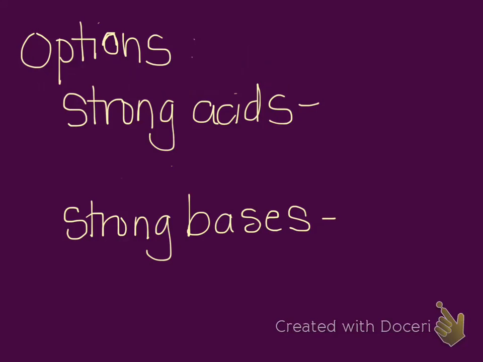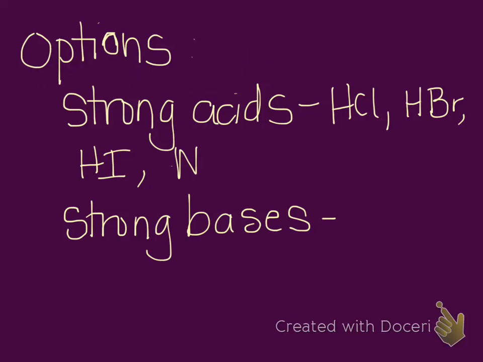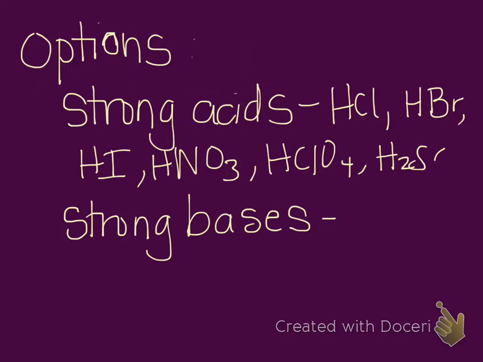And the options are going to be a strong acid or a strong base. And with the strong acids, you basically need to memorize those. There is a list of 6 acids, and I talk about this more in the strong acid podcast, but they're going to be HCl, HBr, HI, HNO3, HClO4, and H2SO4. If they're not on this list, they're not a strong acid.